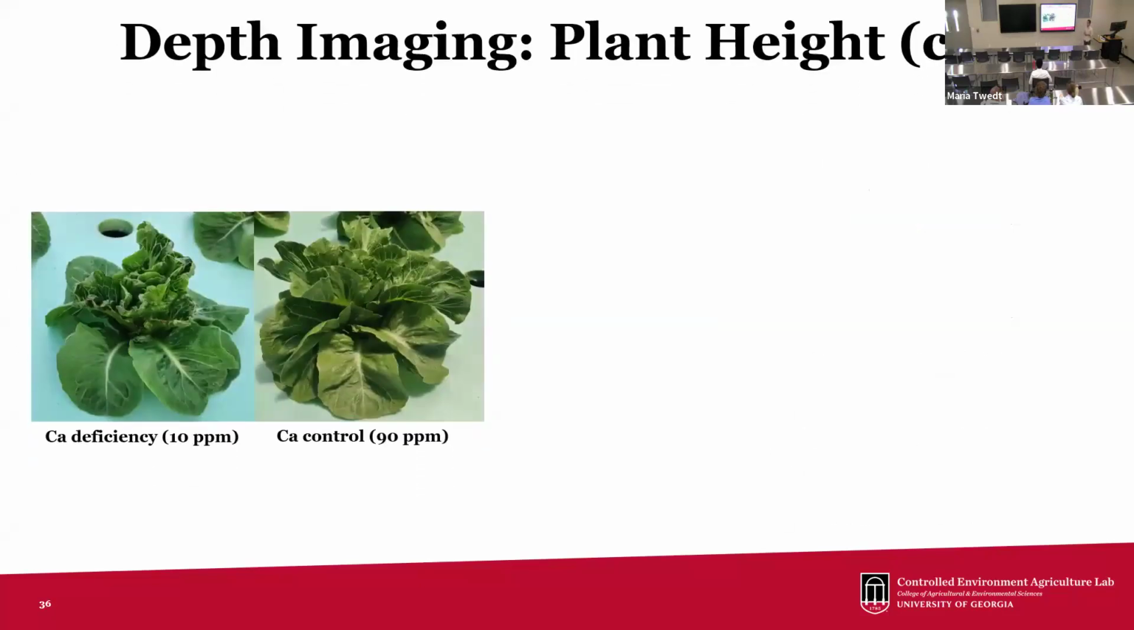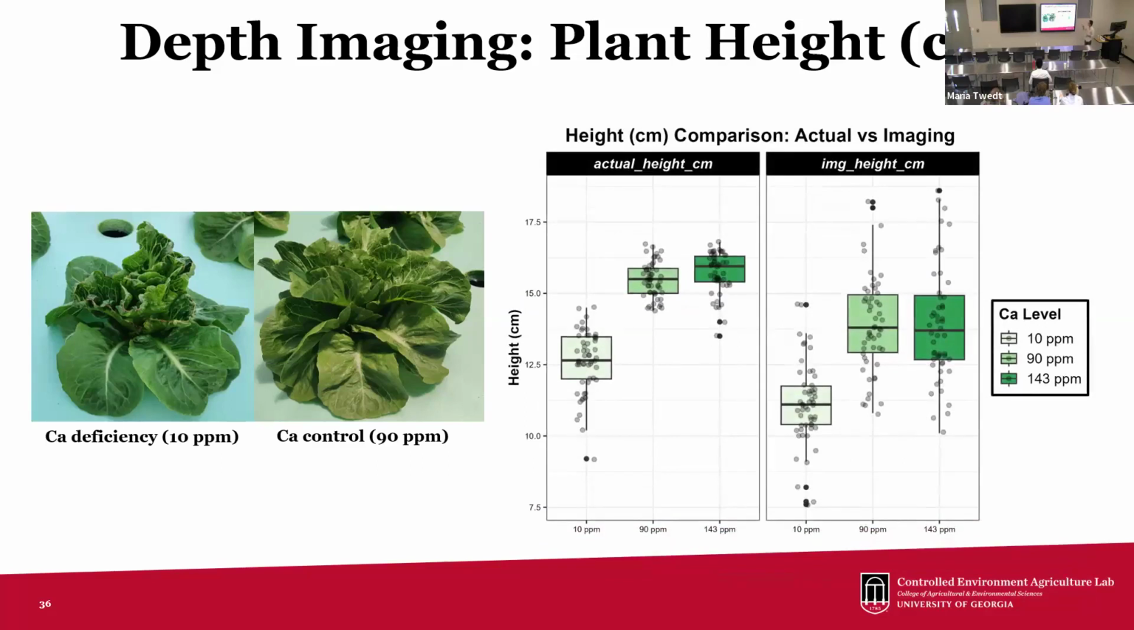Now, what's interesting is that in our second experiment where I told you that we tried calcium concentrations, obviously the treatment with the lowest calcium concentration showed a tipburn phenotype, where we had a reduced growth and it was pretty visible with the height of the plant. And our sensor was able to follow that pattern of the growth of the plants that were under calcium stress, under calcium deficiency.